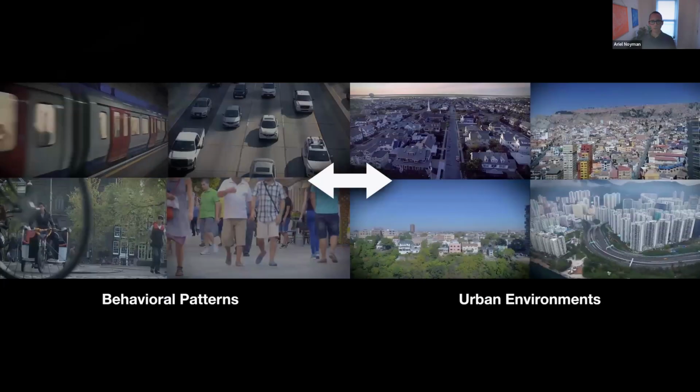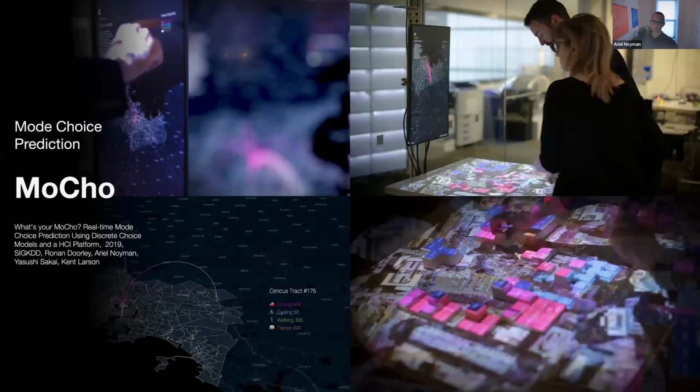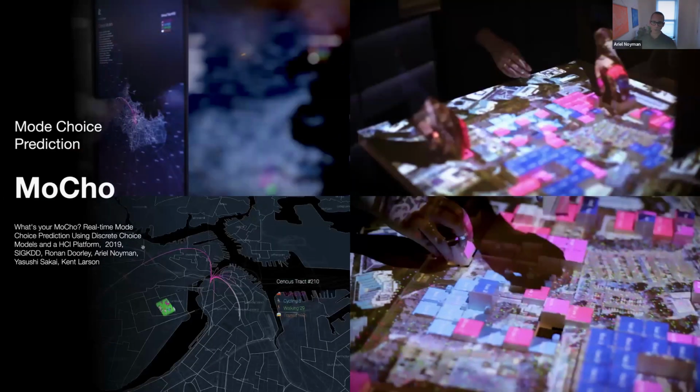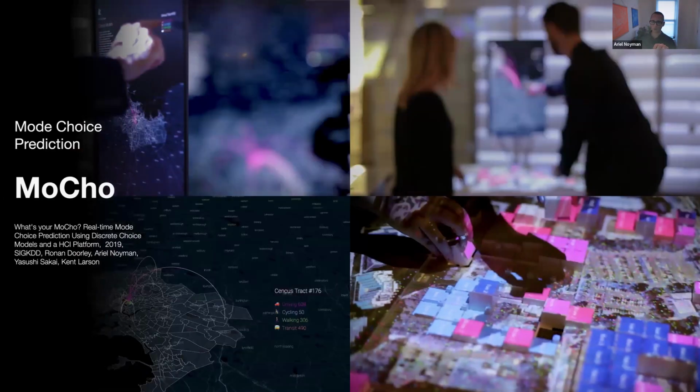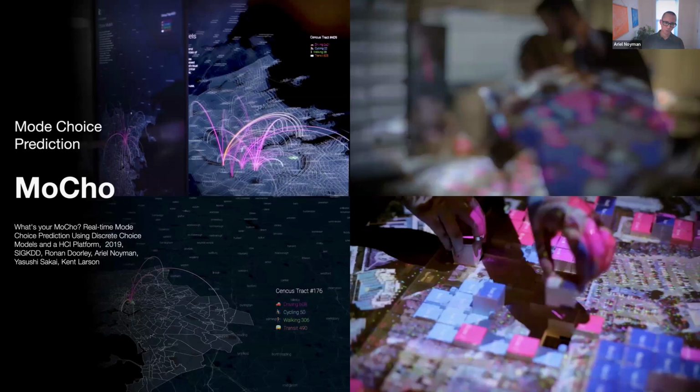So in this small project called Mocho, we tested the model for mode choice modeling. That's basically how we choose to move in the city. Should I take a bike or public transportation or private car? And we wanted to demonstrate how micro changes to a neighborhood, as you can see on the bottom right side, would impact the mode choice for the entire metropolitan region.